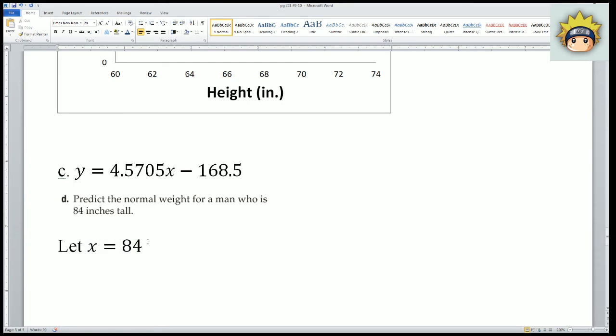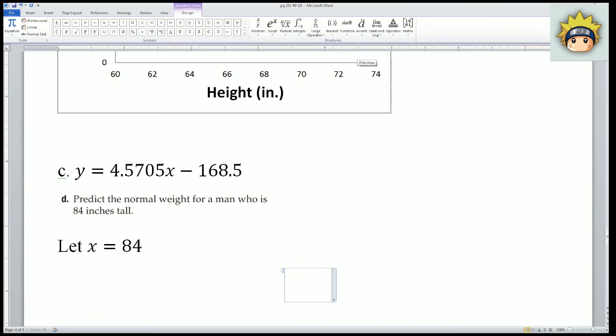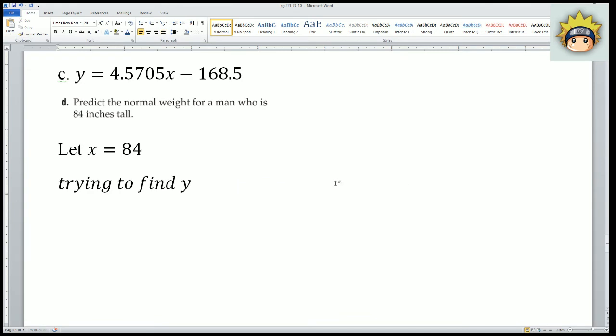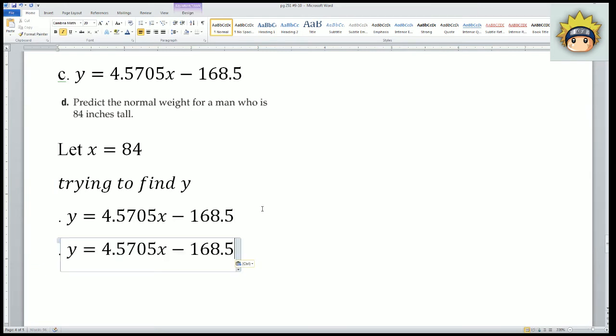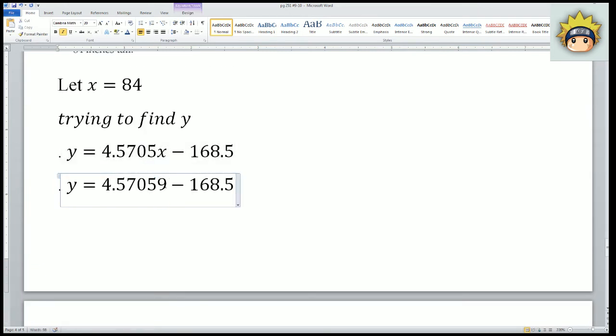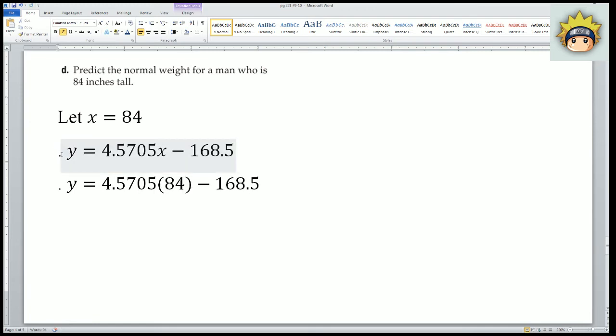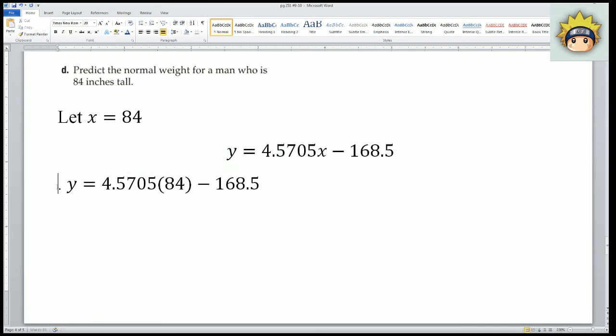And it says predict the normal weight. So I'm trying to find y. You see that? I'm trying to find y. So let me take my original equation and make the substitution of 84. I'm trying to find y.